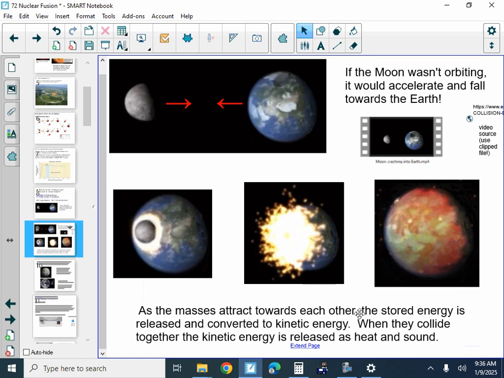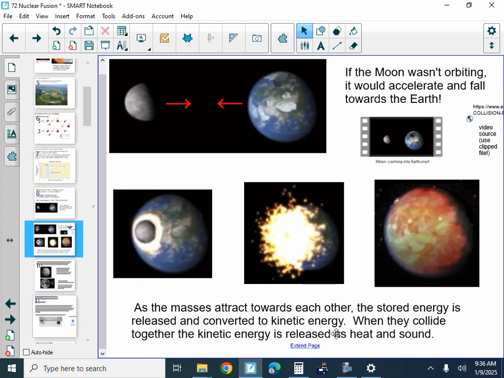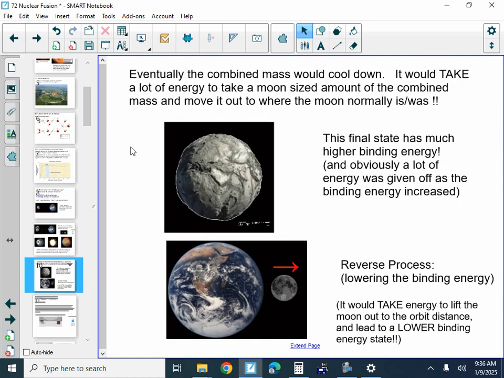So as the masses are attracted toward each other, the stored energy is released and converted to kinetic energy and heat and so on. Eventually, that lump left over would cool down and that energy would radiate out, and that final state has a much higher binding energy. It's held together more tightly, of course, right?